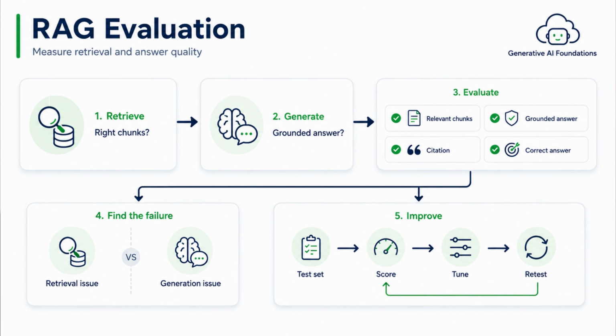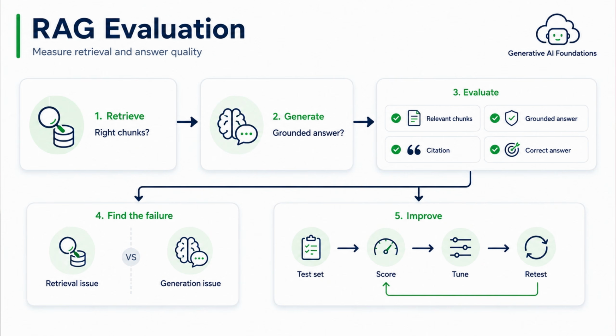Let's take a simple example. A user asks about the parental leave policy. The RAG system must first retrieve the correct parental leave section from the policy document. If it retrieves a general policy document or an old version of the document, then even a strong model can produce the wrong answer. So if the answer is wrong, we need to know where the failure happened. Did the retriever miss the right chunk, or did the model ignore the context chunk and generate something unsupported? Now this distinction is very important because the fix is different.